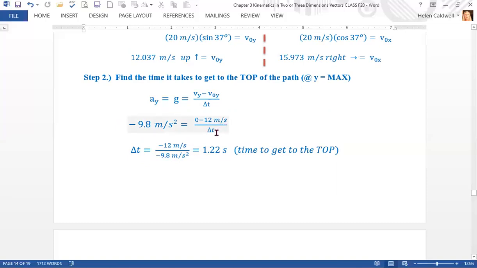So I had to multiply both sides by delta t and divide both sides by negative 9.8. So negative 12 meters per second over negative 9.8 meters per second squared equals 1.22 seconds. A meter per second divided by a meter per second squared gives you a second. Remember, invert the units in the denominator and multiply them by the ones in the numerator. The meters will cancel and one of the seconds will cancel and it just leaves you seconds. This is the time to get to the top. It is not the total time. It is the time to the top.